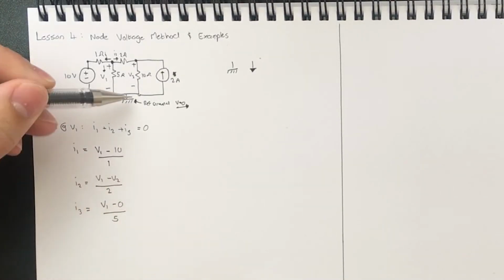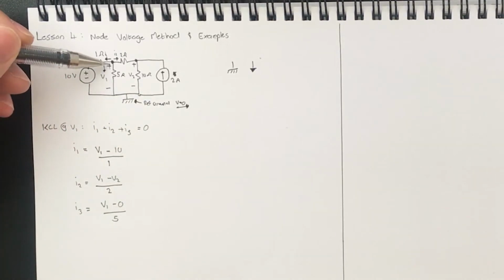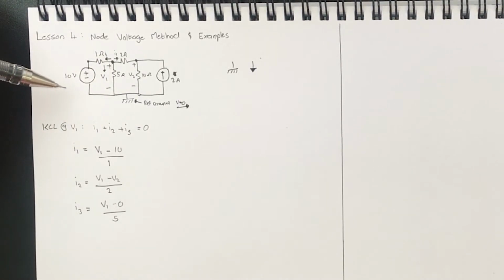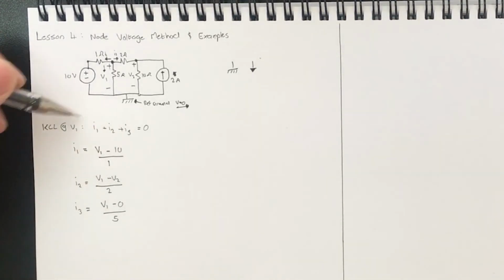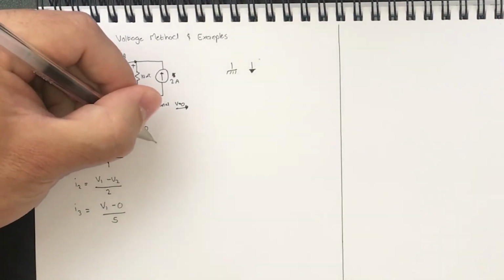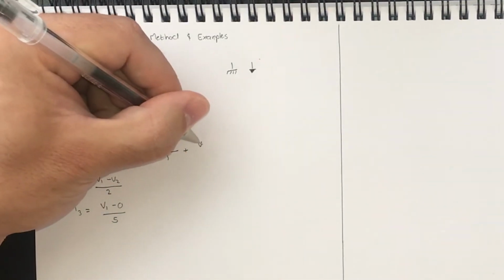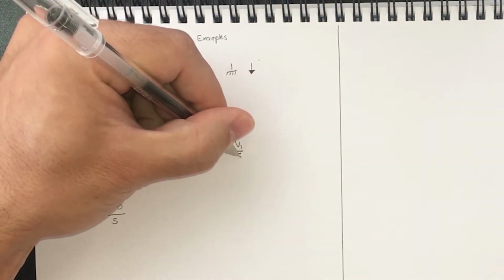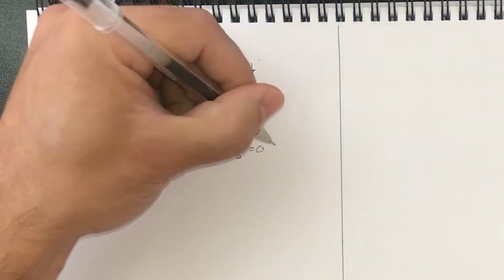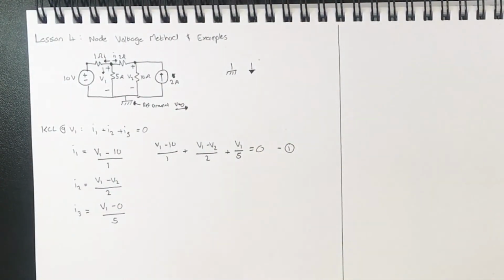We have V1 minus 0 over 5 ohms. So this 0 is now our reference ground. Because we've taken this as 0, we can say that the voltage drop from here to here is V1 minus the 0 volts. Let's take all three of these and add them into this equation. So then we have V1 minus 10 over 1 plus V1 minus V2 over 2 plus V1 over 5 is equal to 0.